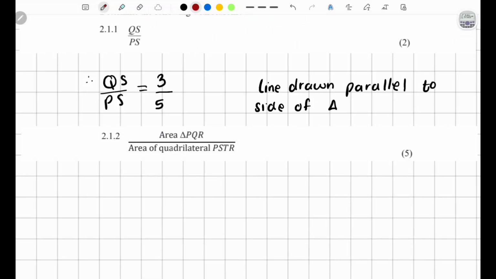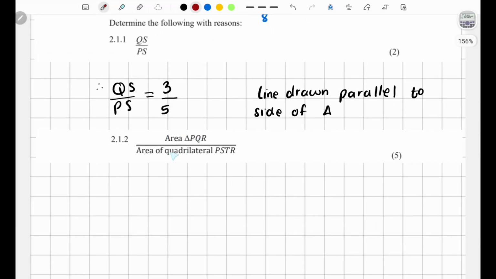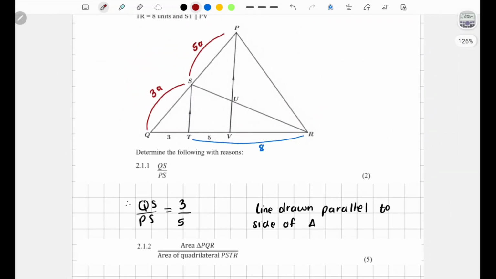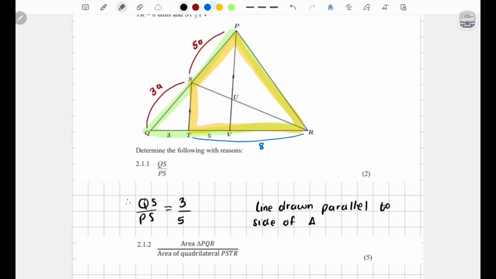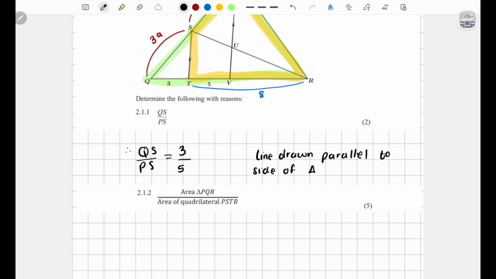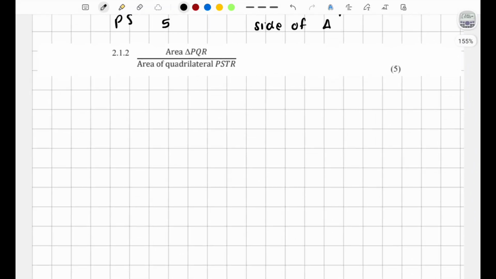Question 2.1.2 says we need to find the area of triangle PQR over the area of quadrilateral PSTR. So let me highlight those. PQR is that bigger triangle and PSTR, that quadrilateral, is that yellow one. Because you can see that we do not have a perpendicular height in any of these, we are going to be using the area of a triangle, but the trigonometry version of that. So if you have a triangle and you've been given this angle, let's say you've also been given this side and this side. So you must be given the sides that are right next to that angle, right?